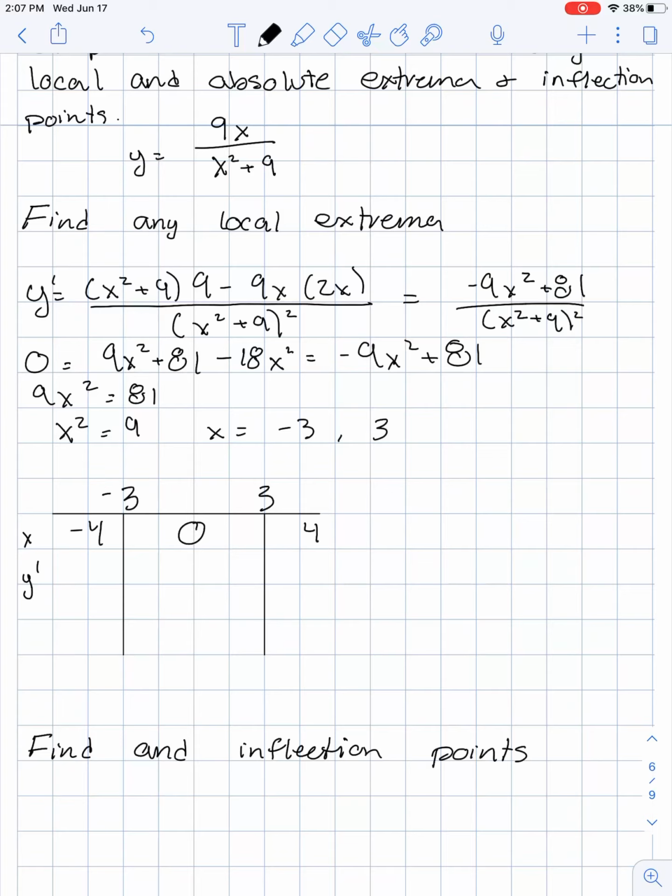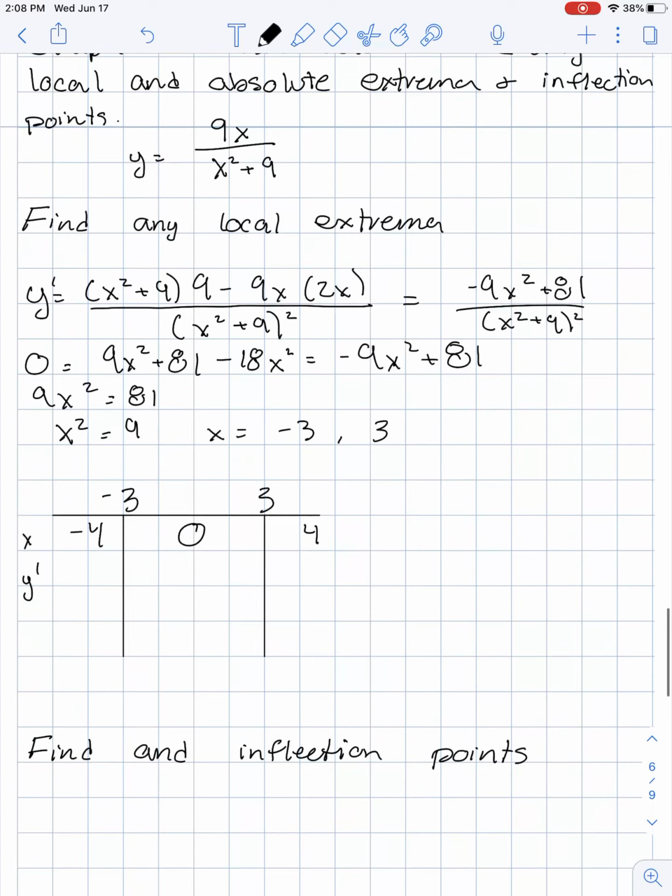So I plug in negative 4 and I'll square it and I will get 16 times negative 9. And that's 144, or sorry, negative 144 plus 81. Still a negative number. So that's a negative. If I plug in 0, I'll just get 81 over a positive number, so that's positive. And if I plug in 4, I'll get the same thing as for negative 4, since I'm just squaring it. So I'll also get a negative. So that means I am decreasing, increasing, decreasing.